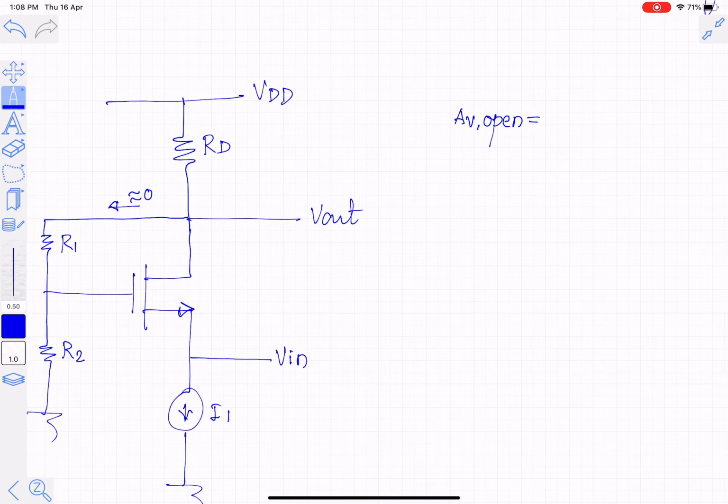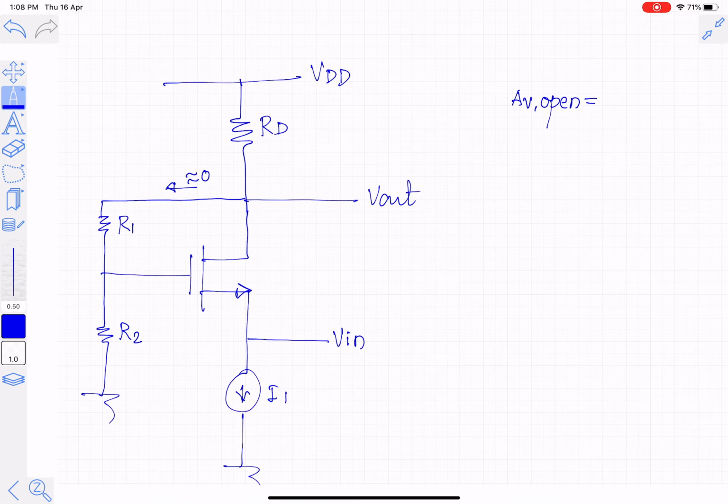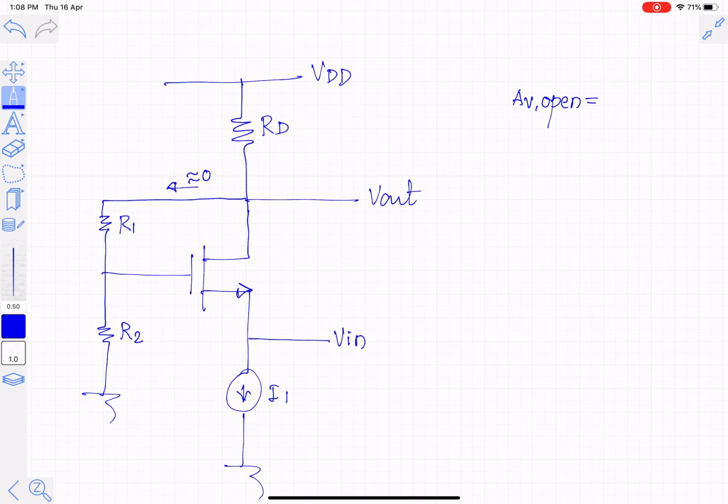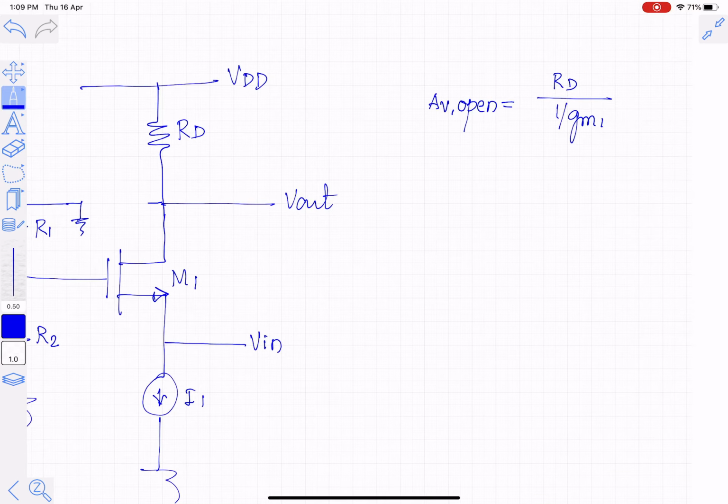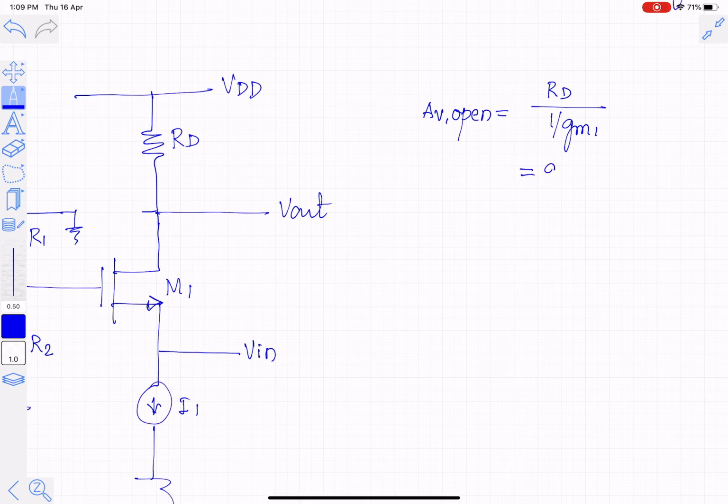In this case, because it is a common gate amplifier without feedback, if I break the feedback here and make the feedback signal 0, so this is M1, AV open will be equal to RD divided by 1 by GM1. We are neglecting RO, so it is GM1 into RD. Gain is positive because it is a common gate amplifier.